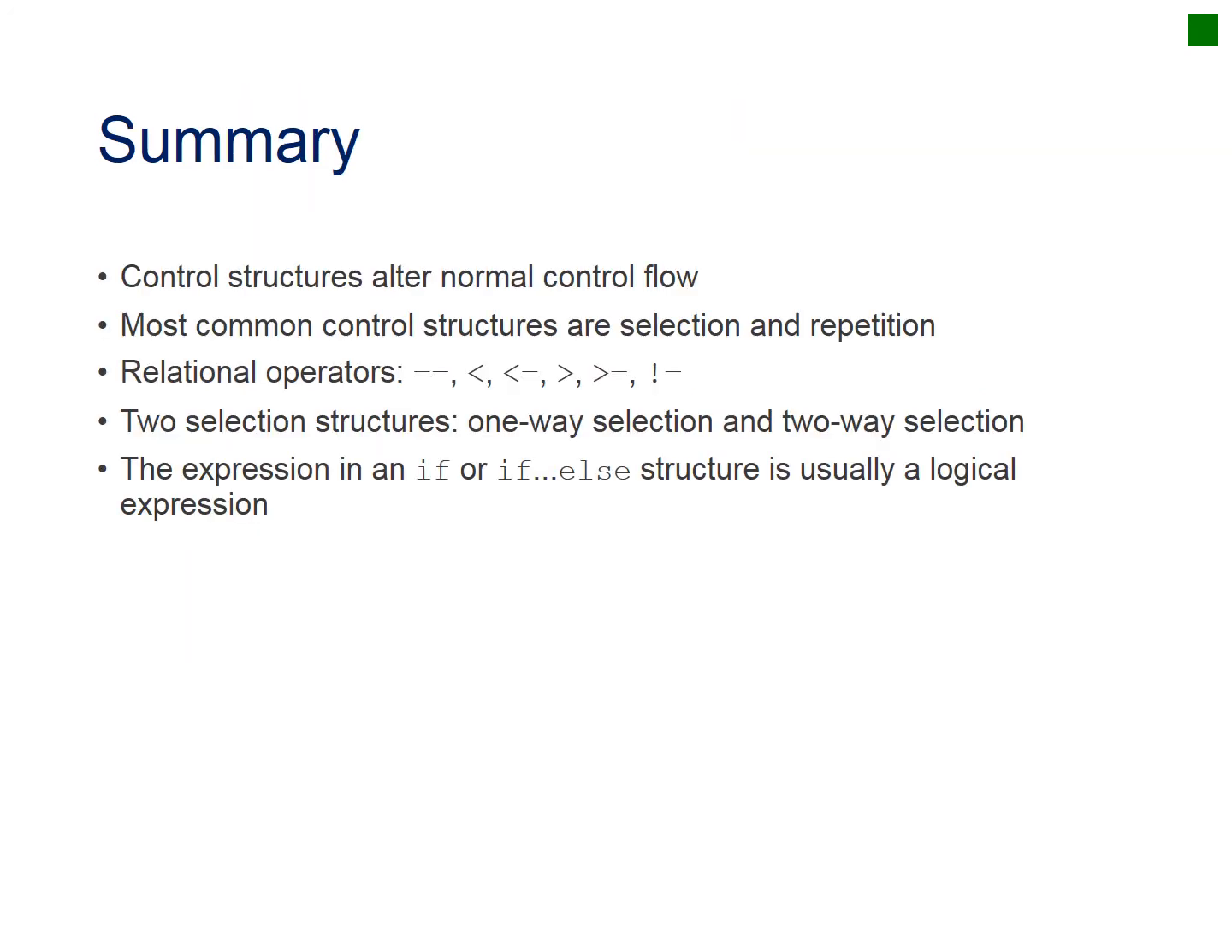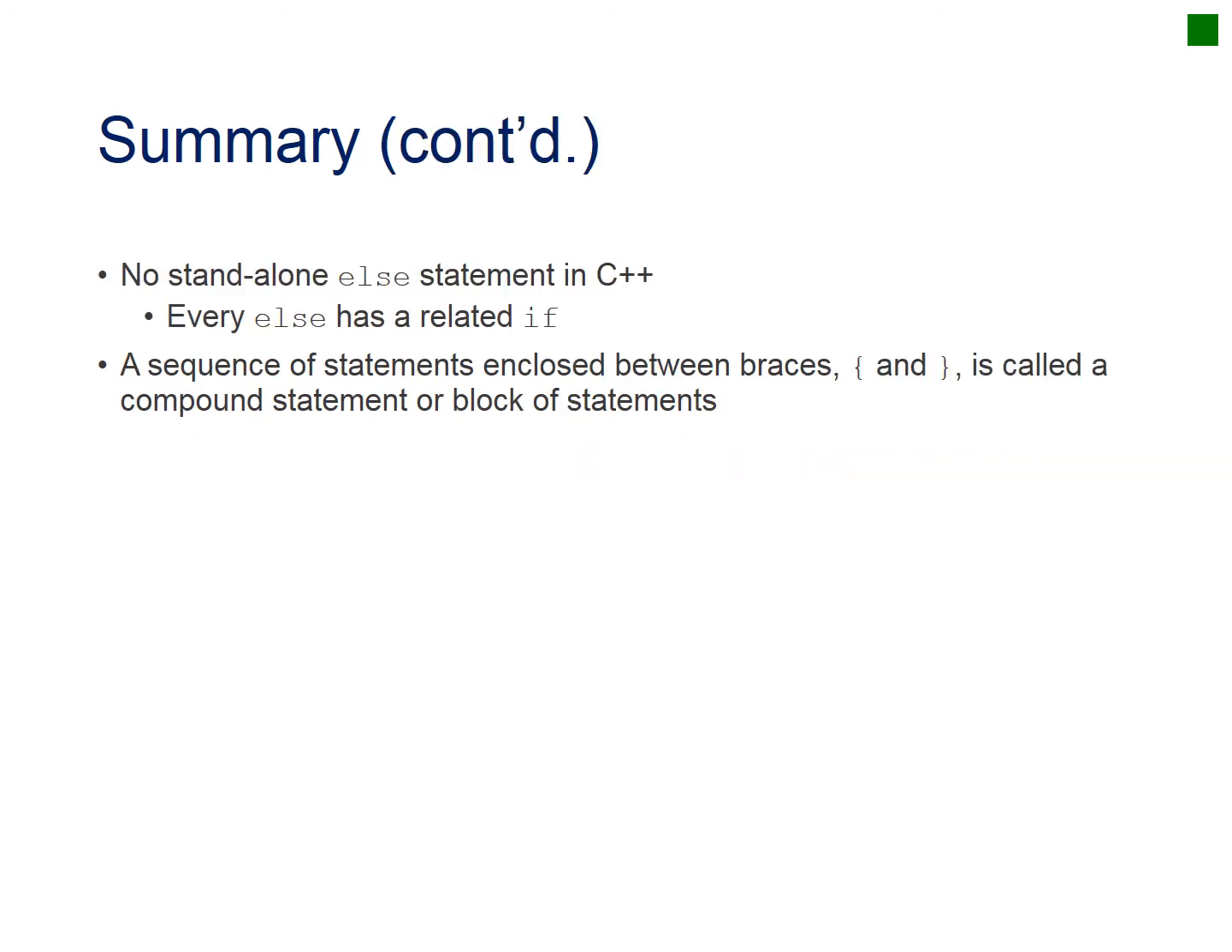Our summary. We learned control structures alter normal control flow. The most common control structures are selection and repetition. We learned about relational operators. We learned two selection structures, one-way selection and two-way selection. The expression in an if or if-else structure is usually a logical expression. We learned that there are no standalone else statements in C++. Every else statement has to have a related if. A sequence of statements enclosed between braces is called a compound statement or a block of statements.